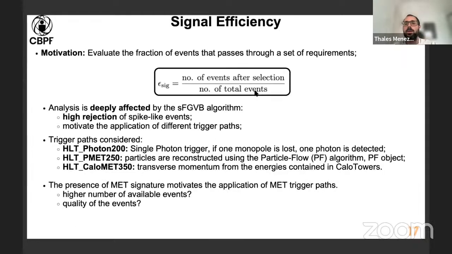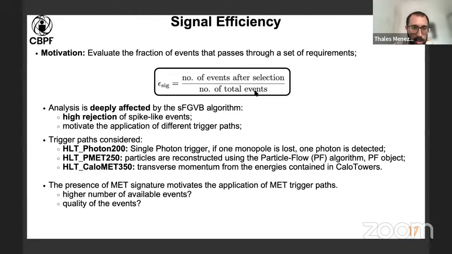Since the biggest limitation of the analysis is the number of events that we have available to work with, we are motivated to understand, if we apply a set of requirements, for instance a trigger, what will be the number of events that survive this application. So we define our signal efficiency. And it is very interesting to understand how the different trigger paths behave, especially the ones that consider MET, so we should calculate the signal efficiency for each one of these triggers.